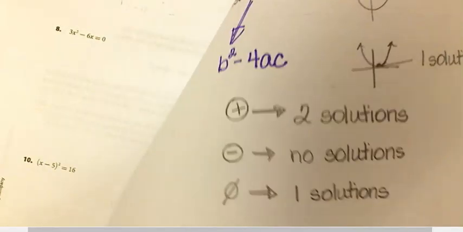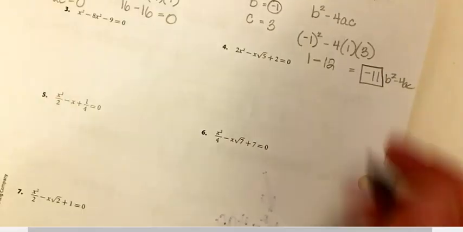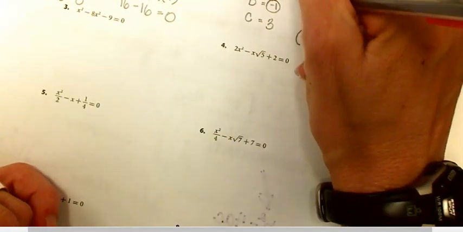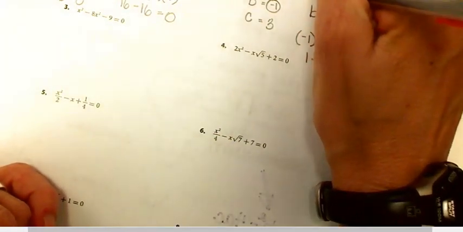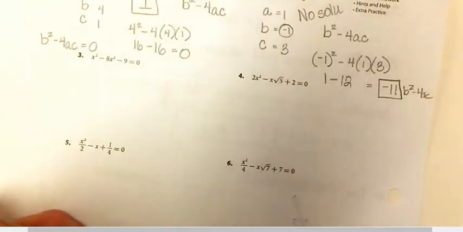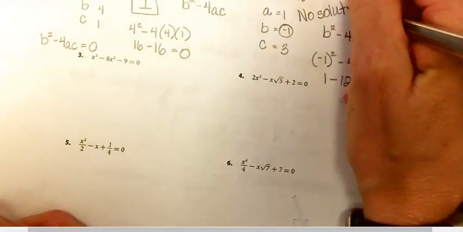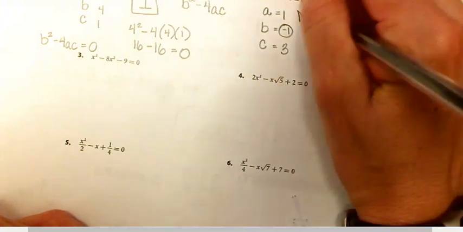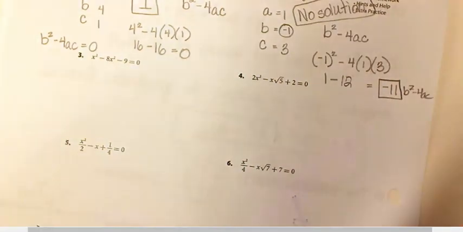And remember, if the answer is negative, we have no solutions. Because remember, b squared minus 4ac is going to be under that radical, and we can't take the square root of a negative number. So no solution on number 2.